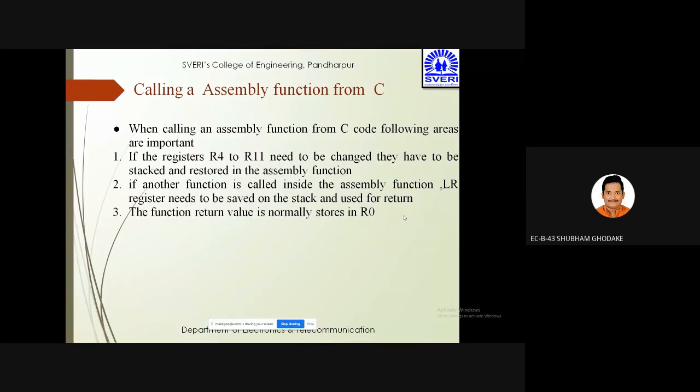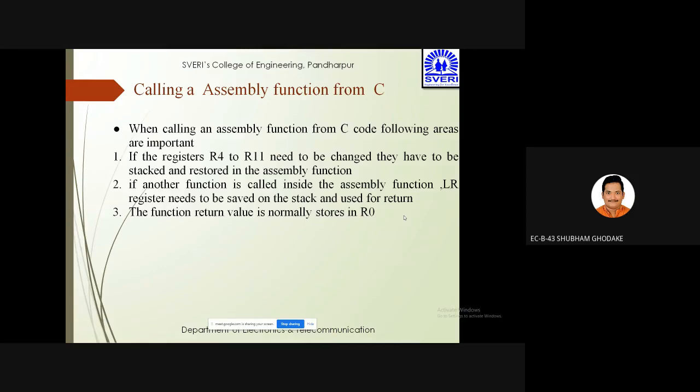The first one is that if registers R4 to R11 need to be changed, they have to be stacked and restored in the assembly function. Similarly, if the values of registers and R14 LR are going to change, it is necessary to first save them on the stack and restore them. So when we are calling an assembly function from C, we also need to store the register values R4 to R11, which are to be stacked and restored in the assembly function.